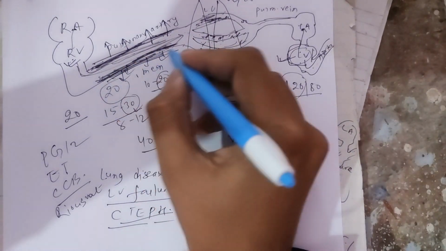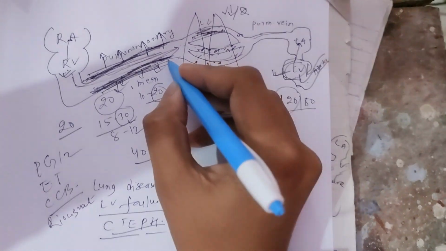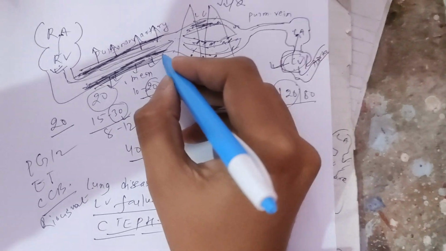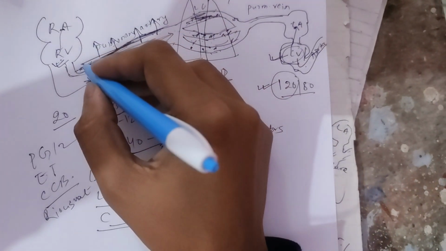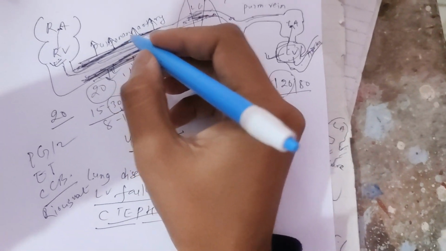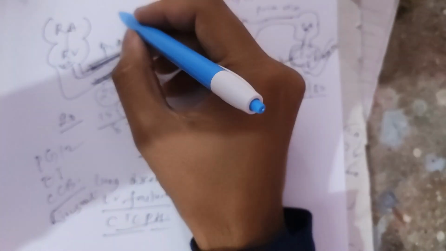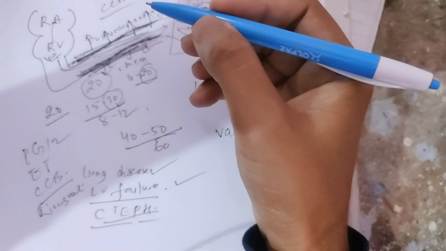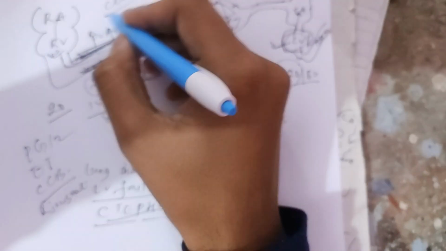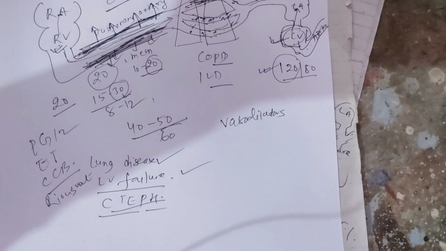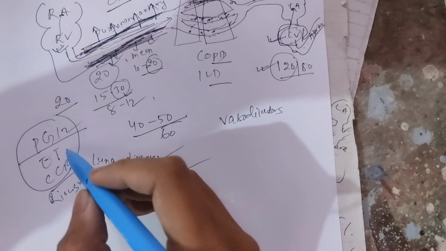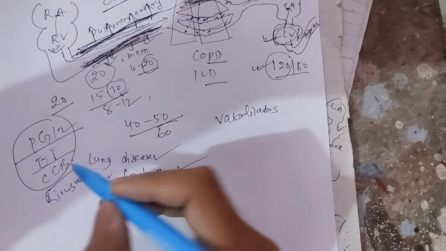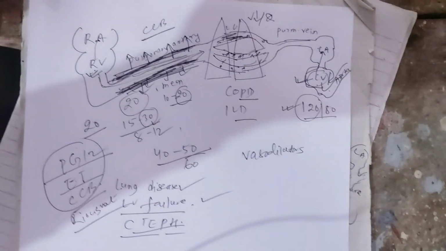So vasodilators will be very much useful in primary pulmonary artery hypertension, but you have to check whether it is responsive or not. Because of this pathology, sometimes the calcium channel blocker responds but sometimes it does not respond. If calcium channel blockers do not help, then we have to choose these vasodilators like prostacyclin analogs, endothelin antagonists, riociguat, right?